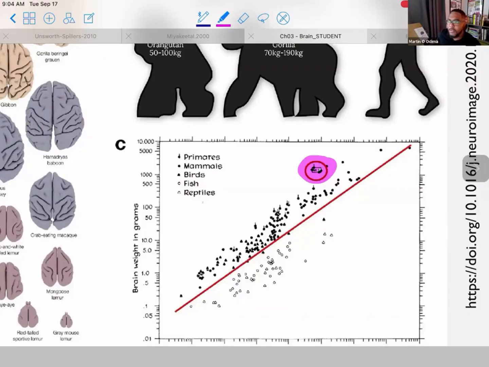There is an article that's linked within the slide if you want to learn more about this. It'd be interesting to hear your thoughts about why there's a positive correlation between body weight and brain weight. And so what does this say about mammals?